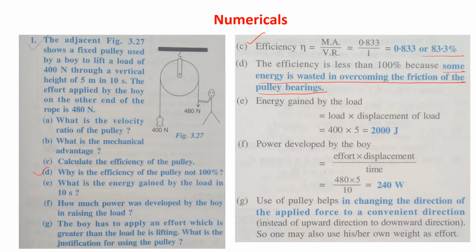Now number E, what is the energy gained by the load in 10 seconds? Energy is equal to load into displacement of the load, because it is given energy gained by load. Now displacement of the load is 5 meter. It is given in the question. So 400 into 5, that is 2000 joule. Energy gained by the load.